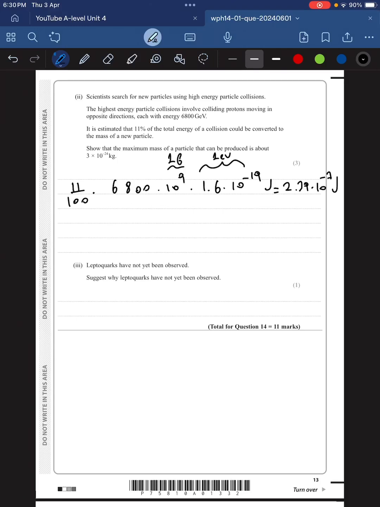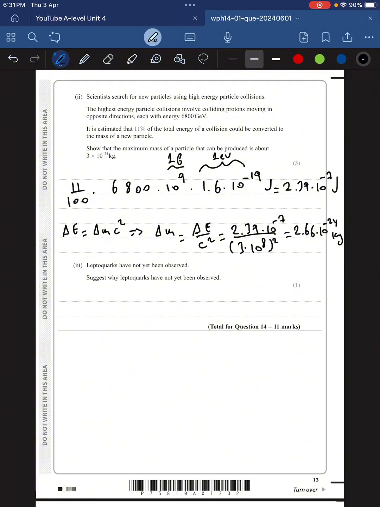Okay, and let's see how much mass that energy corresponds to. Remember, mass and energy are equivalent. So delta E is delta M times c squared. So delta M is delta E over c squared. So 2.39 times 10 to the negative 7 over 3 times 10 to the 8 squared. And if you plug in, we get 2.66 times 10 to the negative 24 kilograms, which is about 3 times 10 to the negative 24, which is what they ask.